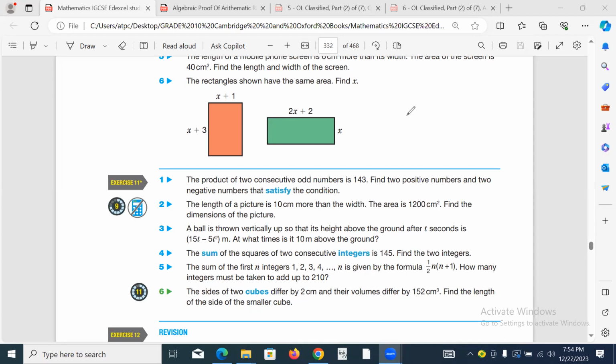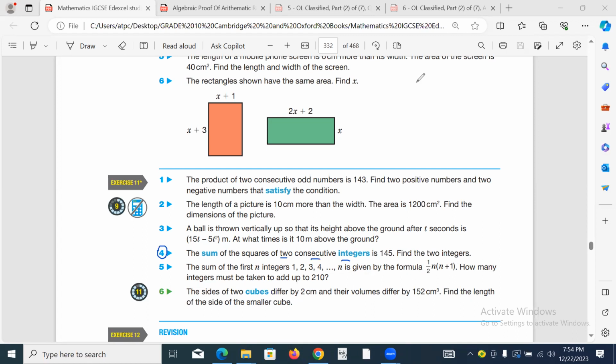Yes, we will continue our discussion in the second part of this video. Next question is 4. It is the sum of the squares of two consecutive integers. So normally, for integers, you can suppose x and x plus 1.